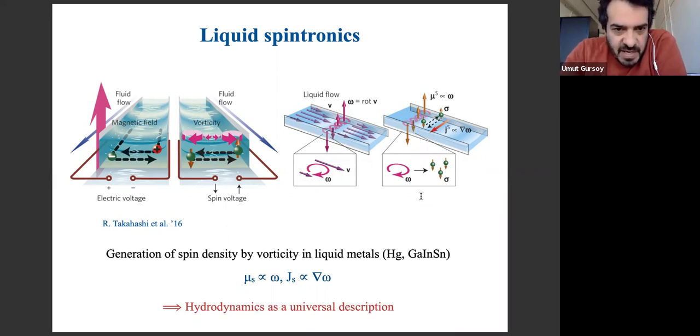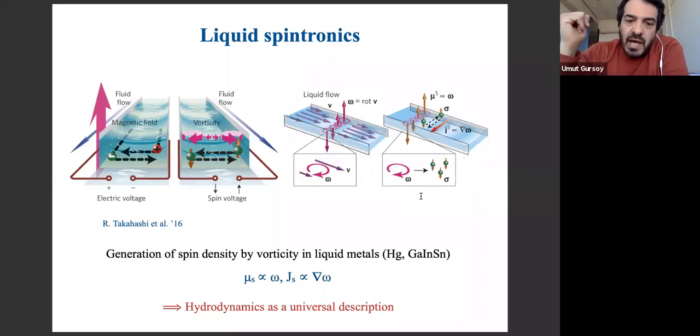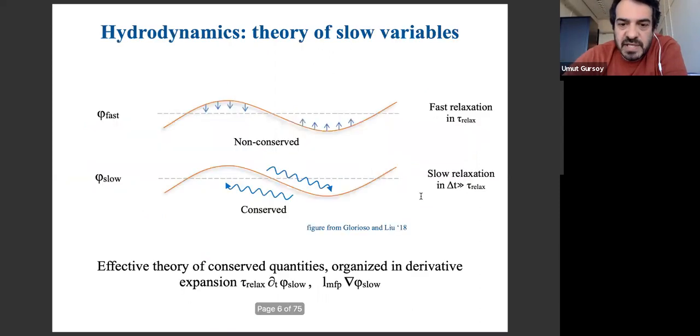Okay. The idea from all these experiments is that hydrodynamics should be used as a universal description, because in quark-gluon plasma we also know that the hydrodynamic description plays an important role. It agrees very well with the data, and so relativistic hydrodynamics in general can be used as a general prescription to understand the spin transport. So that's what we will do. And I will be using this modern version of hydrodynamics in terms of the theory of slow variables.